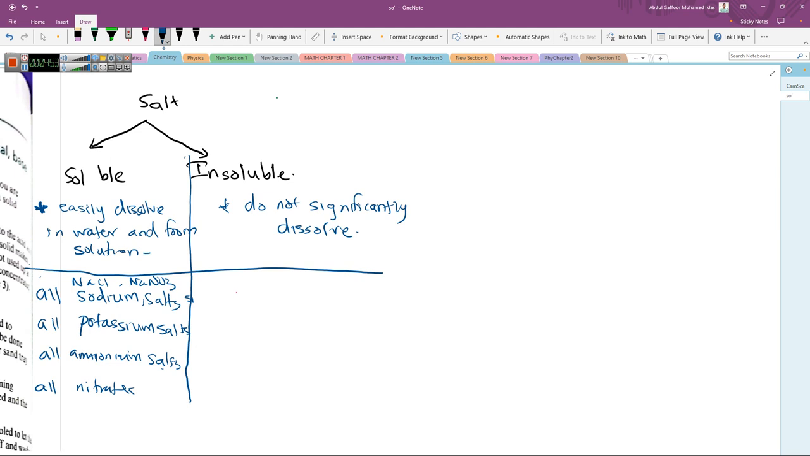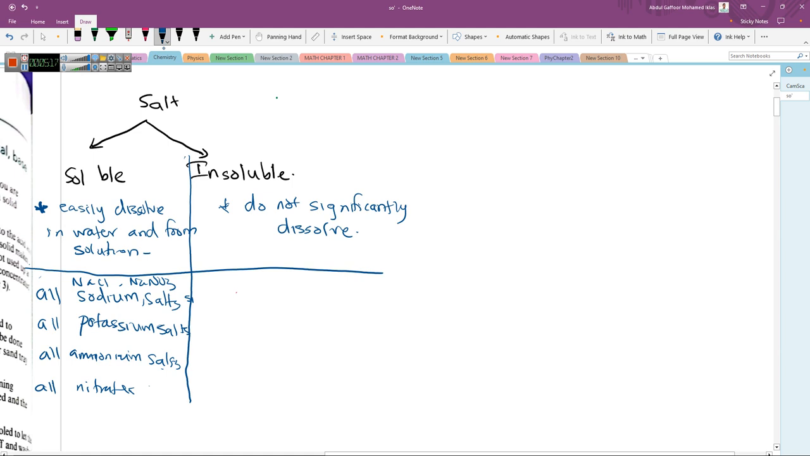All are soluble. If you put sodium chloride into water, it will dissolve. It will not deposit on the bottom as precipitate. It will completely dissolve. Again, potassium chloride and so on. And ammonium, for example, ammonium sulfate, ammonium nitrate, all are soluble, and nitrates. So these are all soluble.